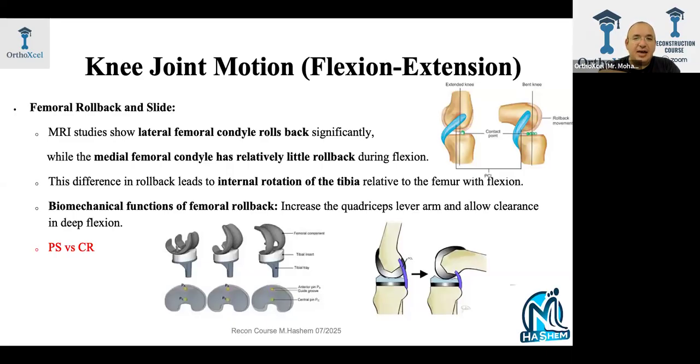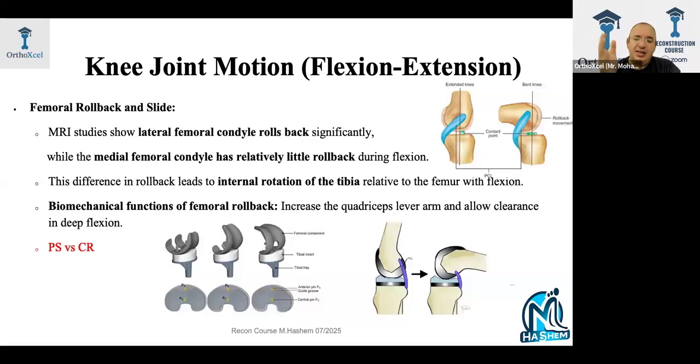This rollback, the idea is, number one, it increases the range of motion, allowing the knee to flex up to 140 to 160 degrees. Number two, it increases the lever arm, because it increases the distance between the center of rotation and the quadriceps, so it improves the quadriceps function. And this is very important when you think about CR versus PS knee. CR means cruciate retaining versus PS, which is PCL substituting. What's the difference?